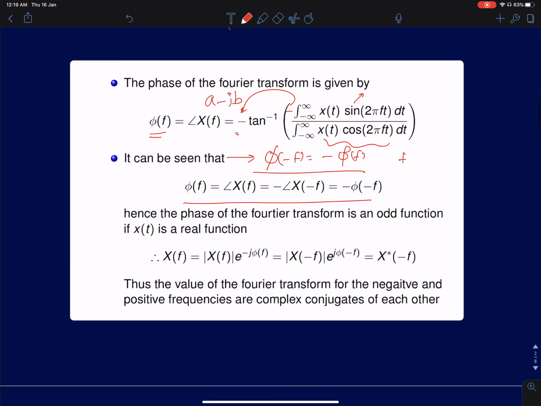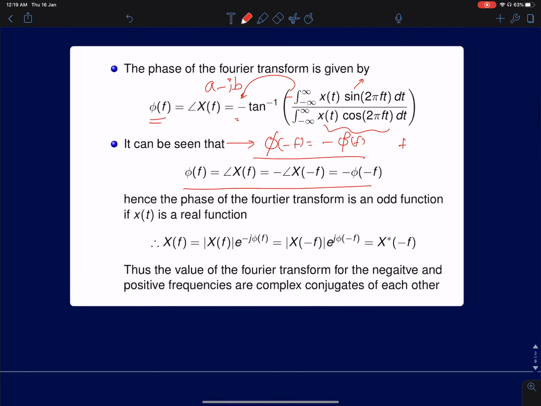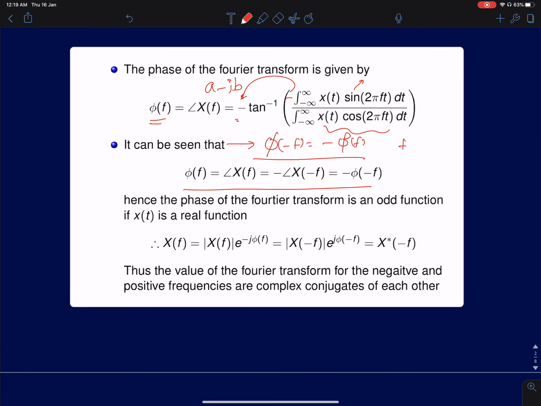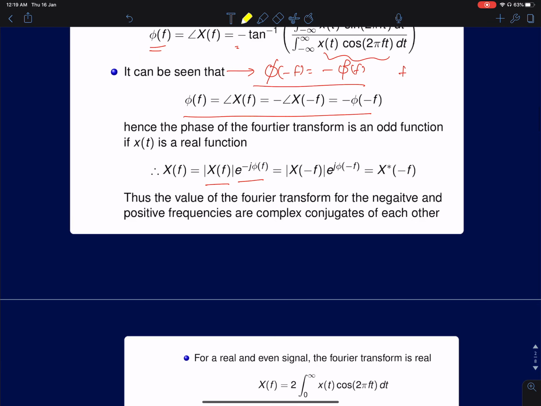Okay. So now I'll combine both of these facts about magnitude and phase. If I take the signal x of f, its magnitude is the same, of course, but the phase is the negative. So x of f can be expressed as the magnitude of x of f, mod x of f, and e power j phi of f. I'll write minus j phi of f to denote the phase as negative.